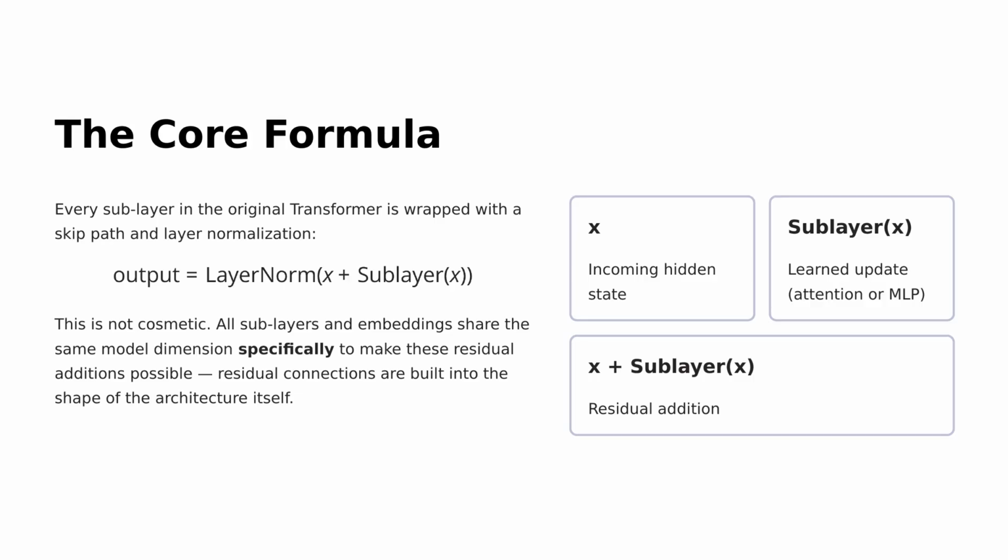Here's the core formula behind each transformer block. The incoming hidden state X goes through a sublayer, like attention or the MLP, producing a learned update. Then, that update is added back to the original X through a residual connection. After that comes layer normalization. This isn't just a design detail. The model keeps every sublayer and embedding at the same dimension, so these residual additions work cleanly throughout the architecture.